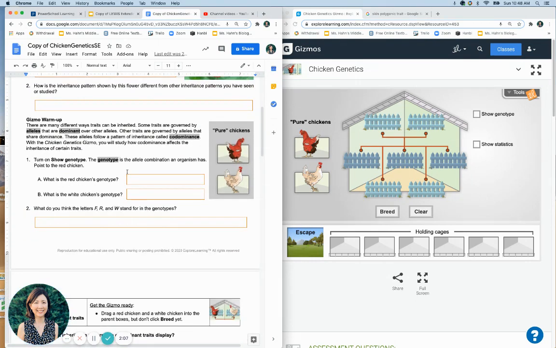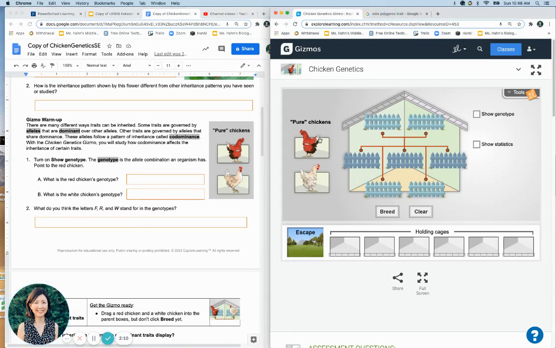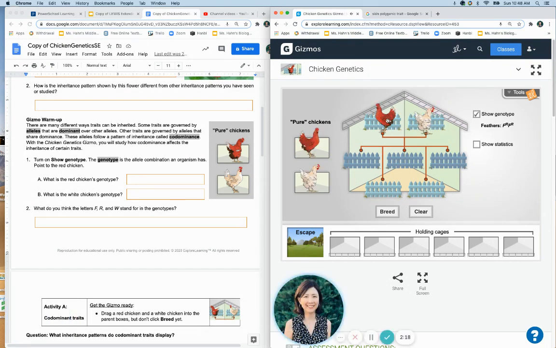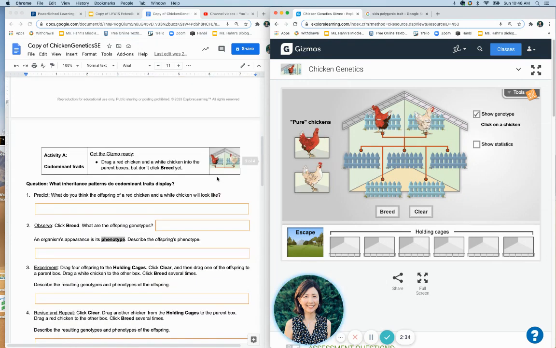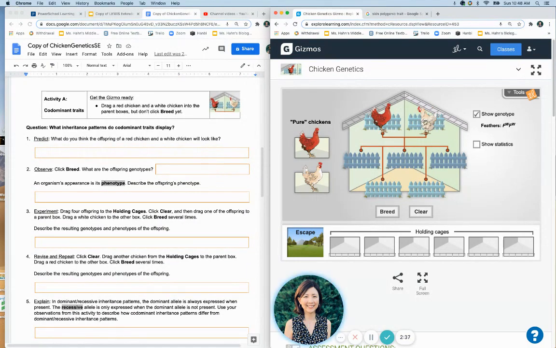We're going to go ahead and put a pure breed red chicken and a pure white chicken. And we're going to click on Show Genotype, and when I move it over, you'll see that the genotype for feathers is F big R, F big R for the red one, and F big W, F big W for the white one. You're going to answer those questions, okay? And then you're going to take a guess. What do you think the offspring are going to look like when we breed them? You might already know the answer, but you can take a guess.